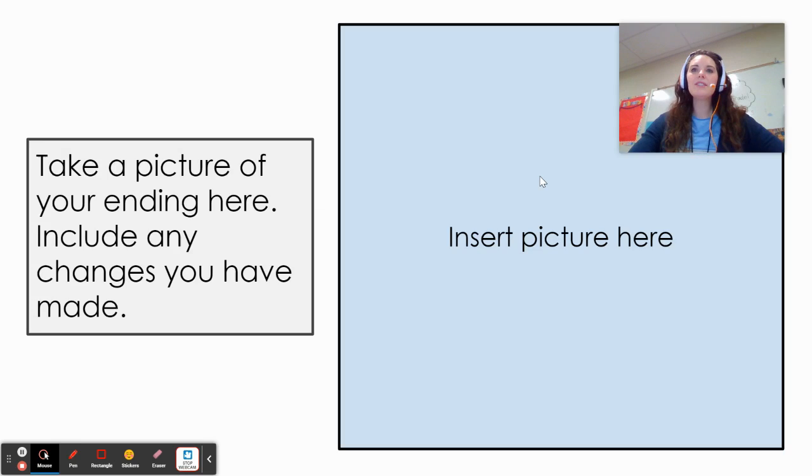So second graders, you will reread your ending and choose one of the 3 options to edit your ending and make sure you are making it powerful for your reader. You will then take a picture of your ending here. Make sure you include the changes you have made from your original ending.